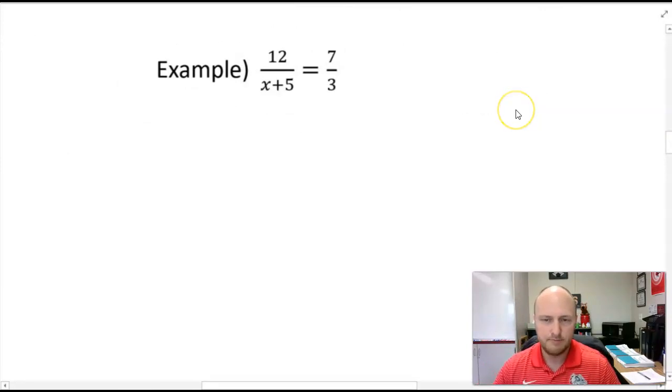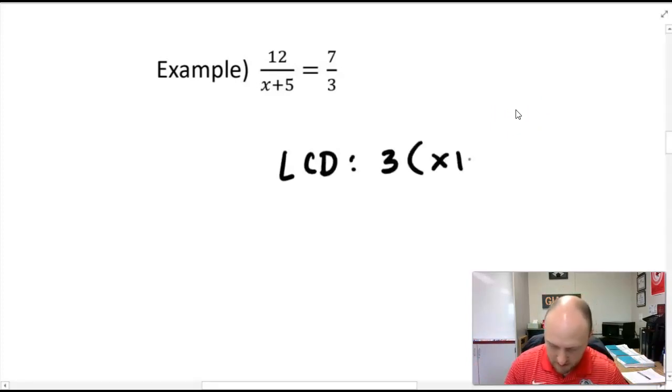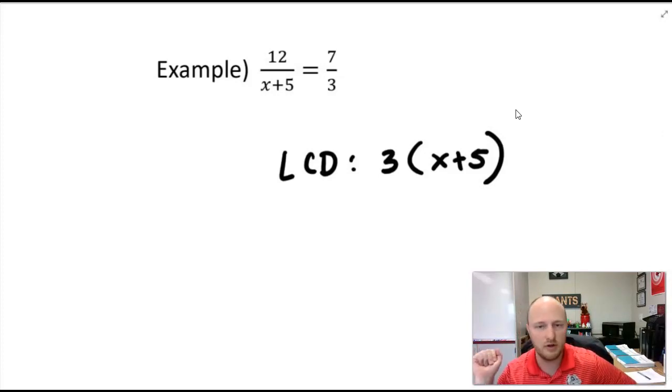Example 4, same situation. I don't have anything to factor, anything to break down. So our LCD, I have a 3, and we have an x plus 5. Do we care about the numerators at all in this process? The answer is no. I don't care what's going on in the numerators. I'm trying to find the lowest common denominator.